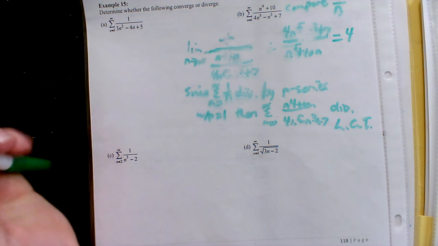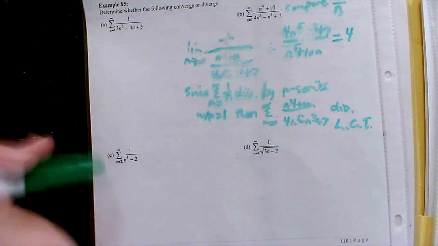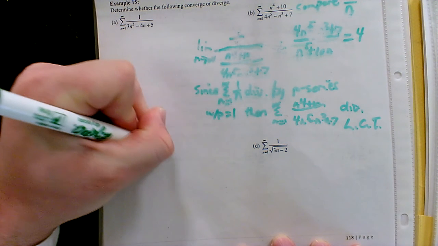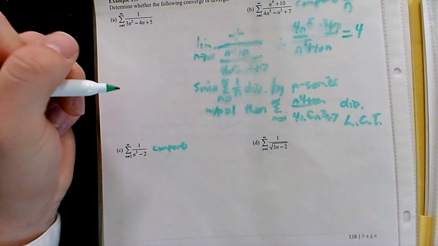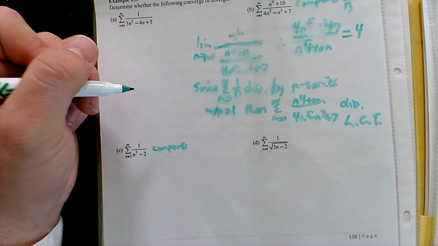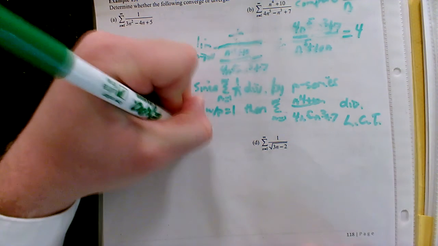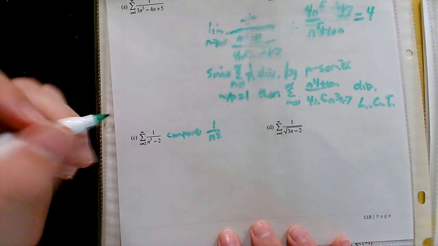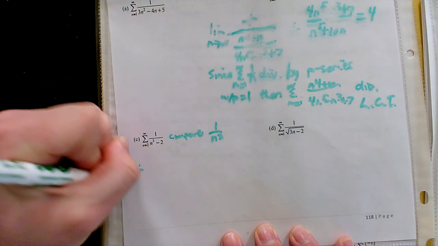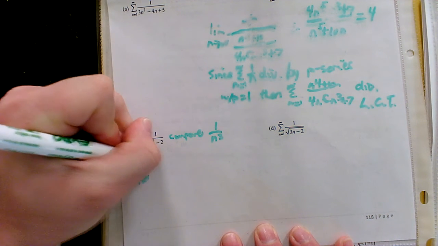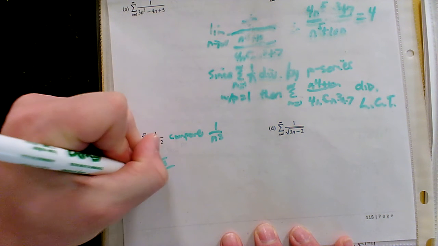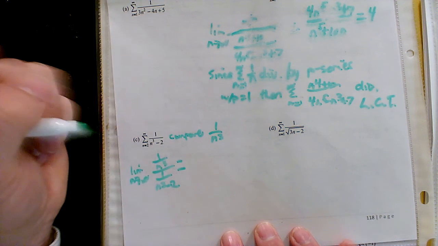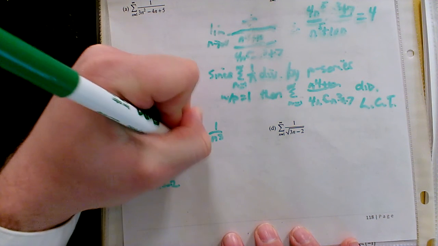Are we okay with that example? All right, let's go on to letter C then. What do we want to compare this to? Yep. 1 over n cubed. So again, set up like before. Limit as n approaches infinity of 1 over n cubed over 1 over n cubed minus 2. Again, that will simplify pretty nicely.